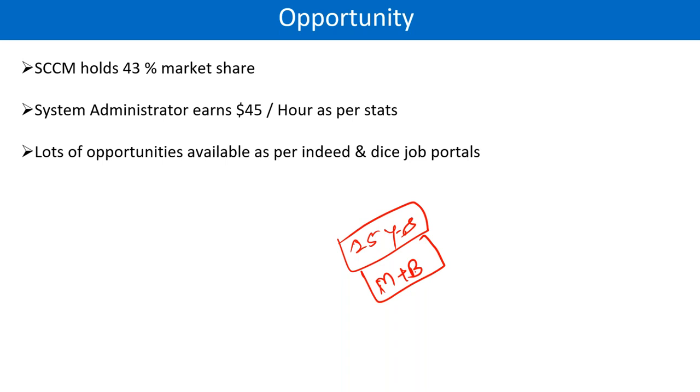So people are looking for SCCM administrators. If SCCM is deployed all over the globe, they also need SCCM administrators to work on this product. People who are working on an SCCM profile can get an average salary of $45 per hour. This is not a fixed number, it is an average salary. People are getting this in the US, Canada, UK, Australia, and European countries.